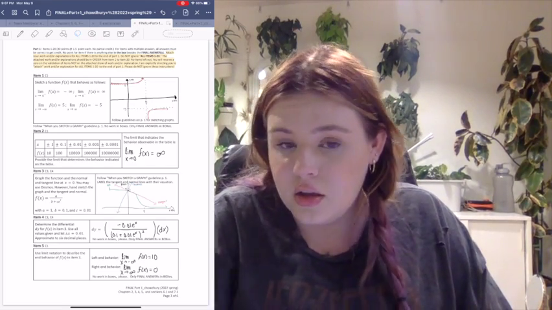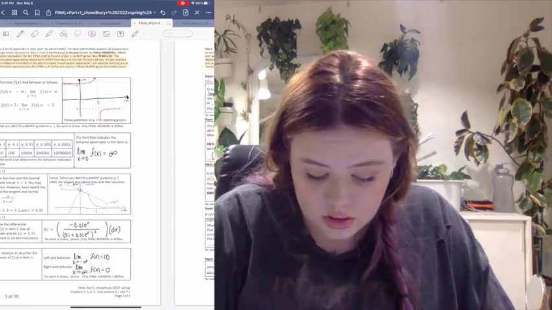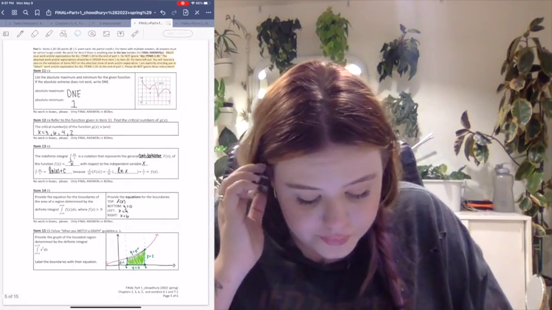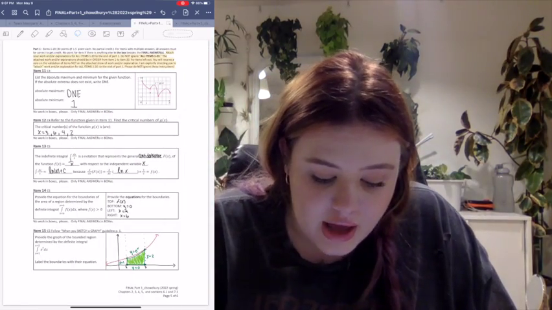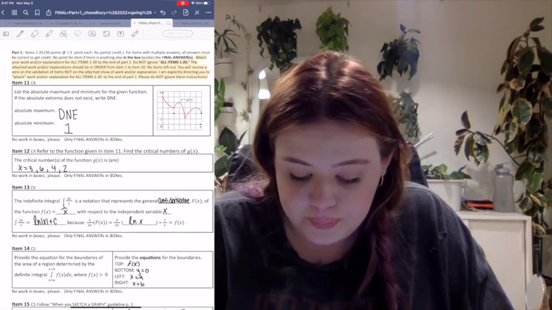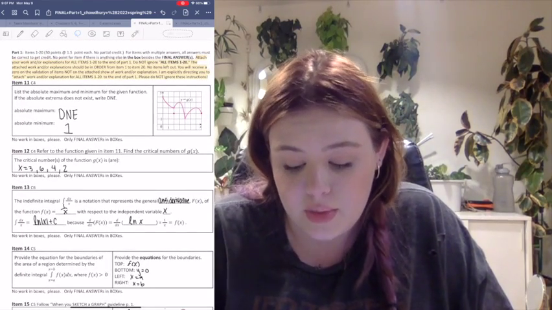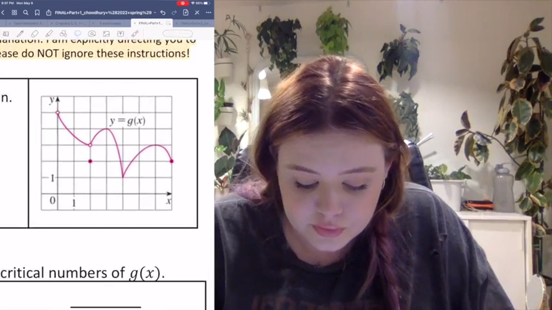And then for item 11, we're asked to list the absolute extrema. So that's the absolute maximum and minimum of this graph you gave us.